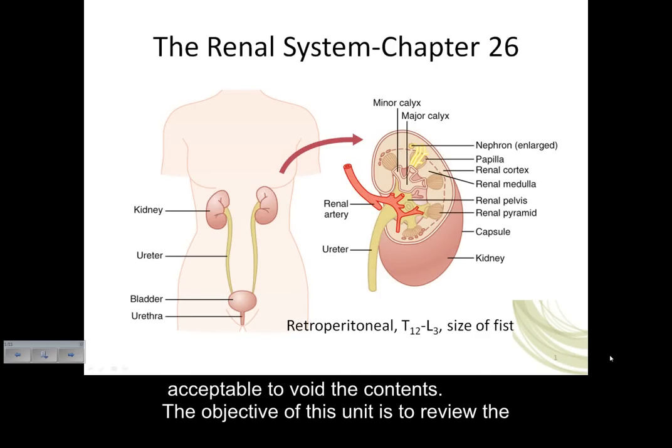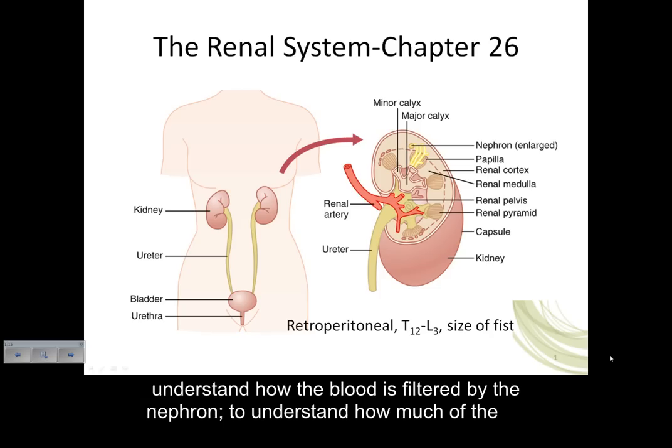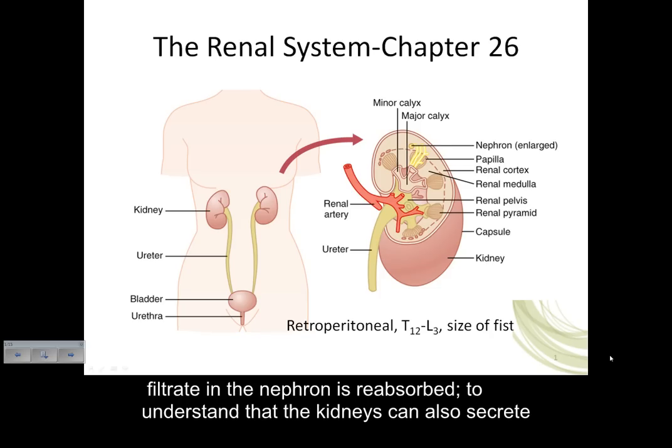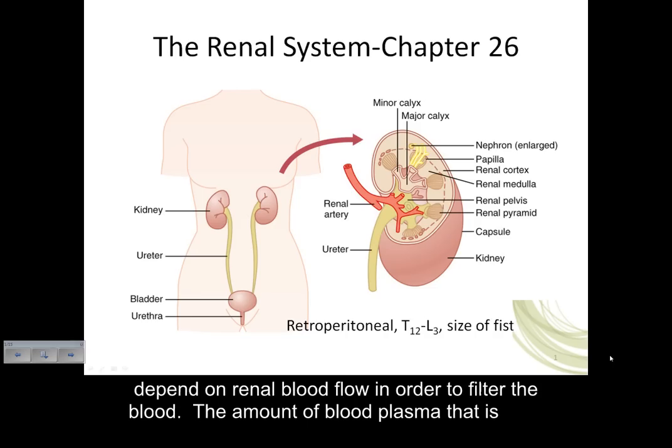The objective of this unit is to review the anatomy of the kidney, to understand the blood flow into and out of the kidney, to understand how the blood is filtered by the nephron, to understand how much of the filtrate in the nephron is reabsorbed, to understand that the kidneys can also secrete solutes into the nephron that were not filtered, and lastly, to understand how the kidneys depend on renal blood flow in order to filter the blood.